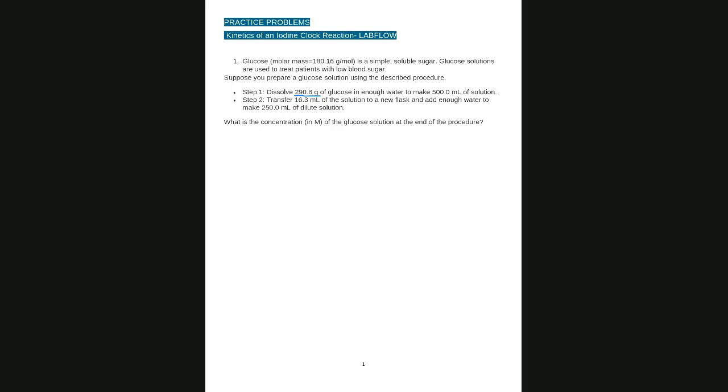First of all, we need to calculate the concentration in step 1. How do we do that? We want to know the molarity in step 1, right? They are giving us the grams, right? So concentration, yes.